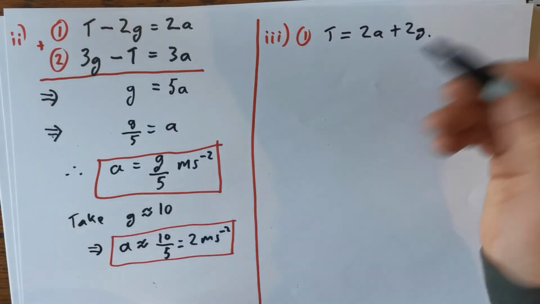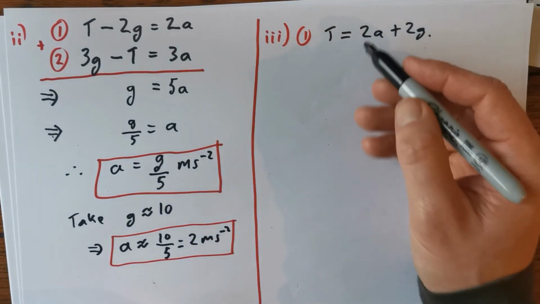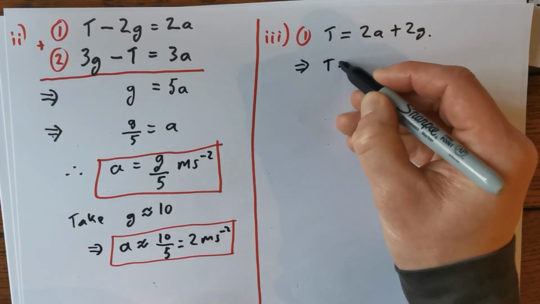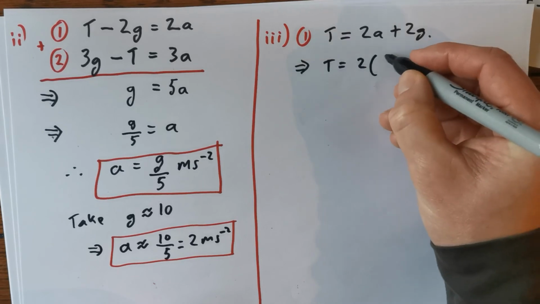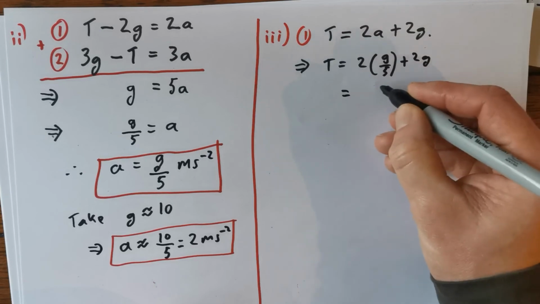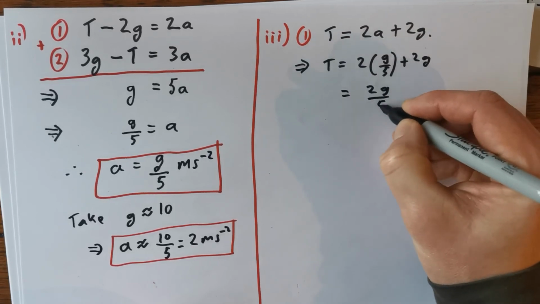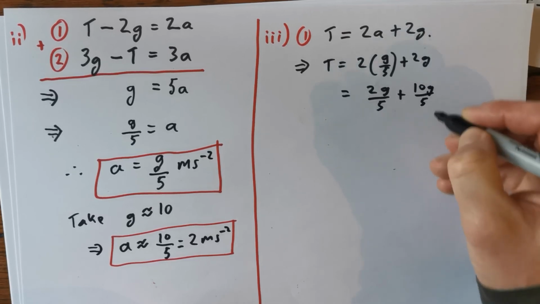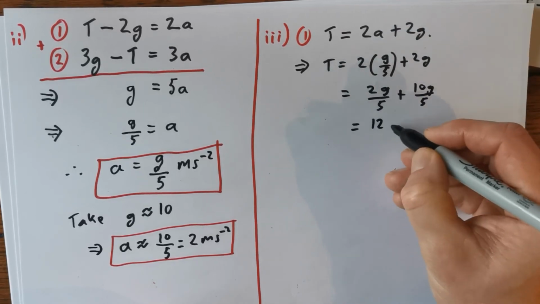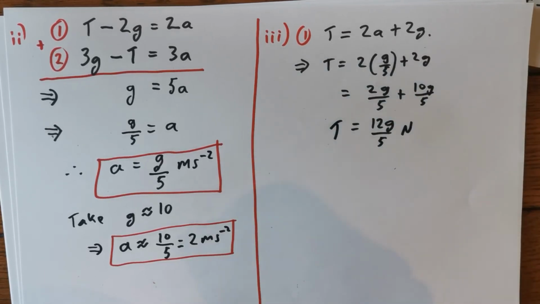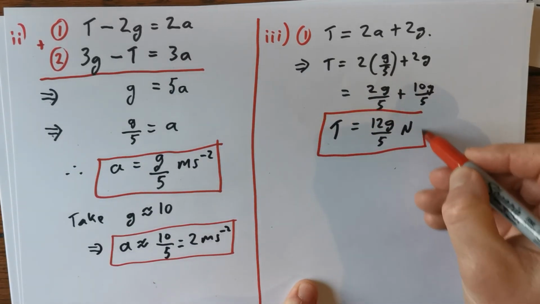Taking a to be g over 5, we can solve from here. So we can say T is going to be equal to double g over 5, plus 2g. So that's going to be 2g over 5. Well, 2g is 10g over 5, and adding those two fractions together will give me 12g over 5. That's my tension. That's newtons. 12g over 5 newtons.